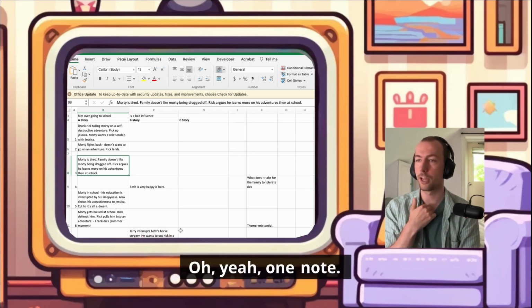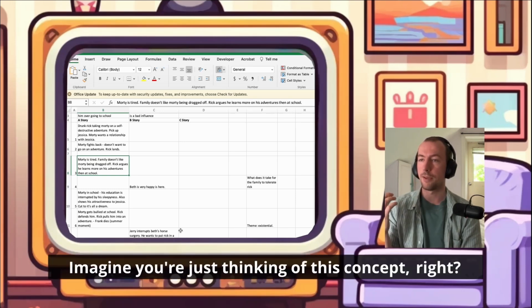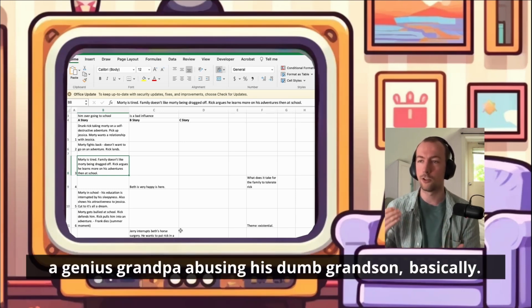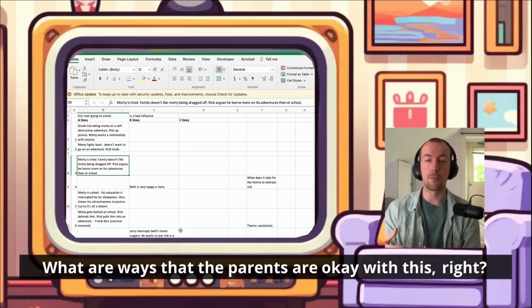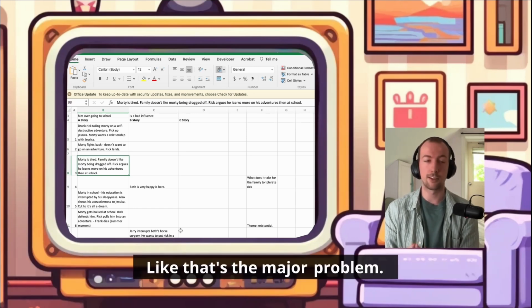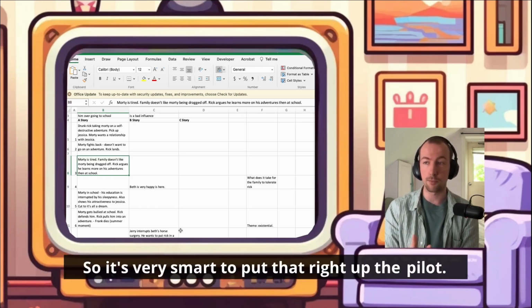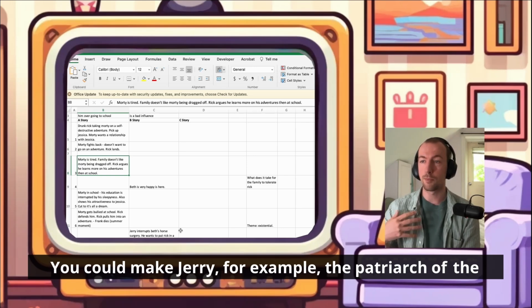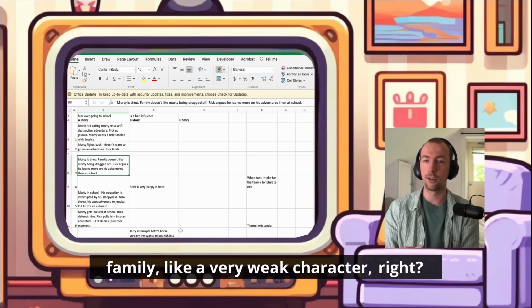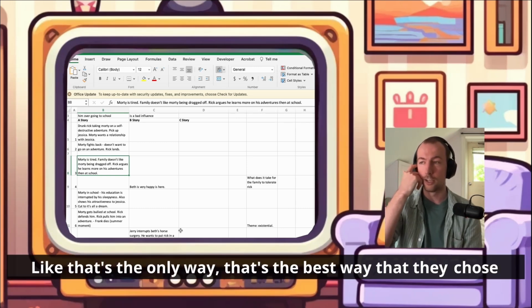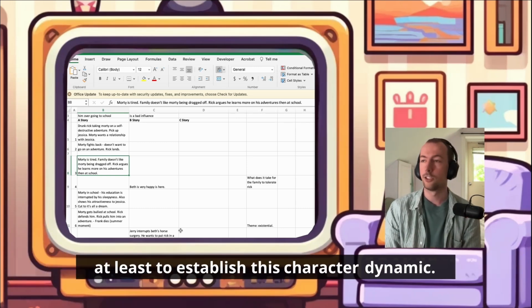One note: imagine you're just thinking of this concept, right? A genius grandpa abusing his dumb grandson, basically. What are ways that the parents are okay with this, right? That's the major problem. So it's very smart to put that right up in the pilot. You could make Jerry, for example, the patriarch of the family, a very weak character, right? That's the best way they chose, at least, to establish his character dynamic.